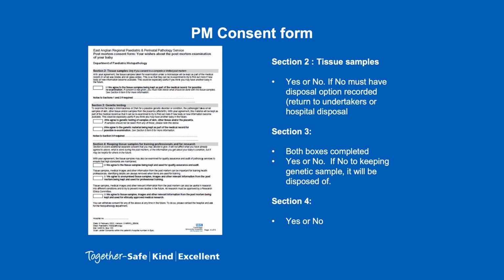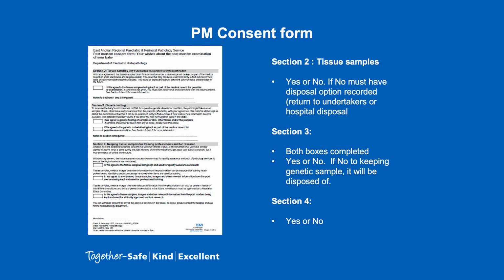Section 3 is for genetic testing. So the family consent to genetic testing being done, in which case they would put yes in that first box, and whether we can keep those genetic samples as part of the medical record. So they would put yes or no in that second box. If the family don't consent for us to keep the genetic sample, it will automatically be disposed of by the hospital once testing has been completed.